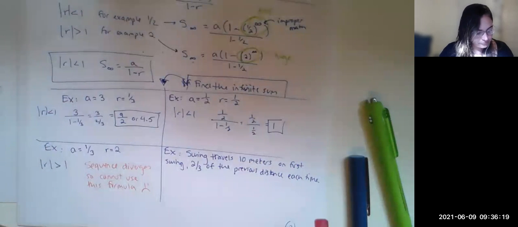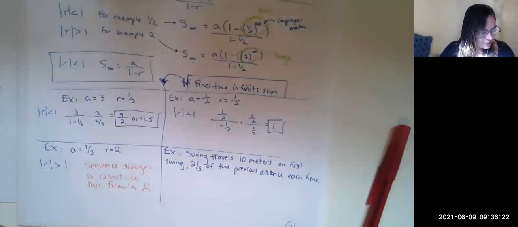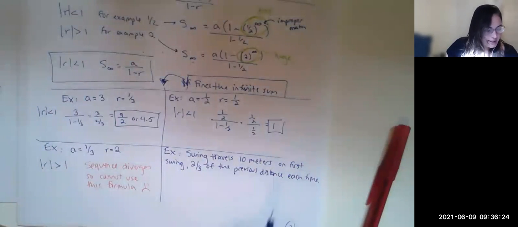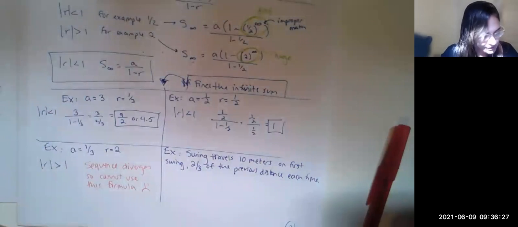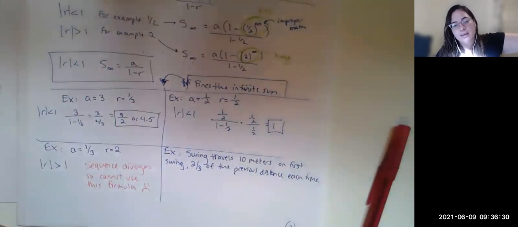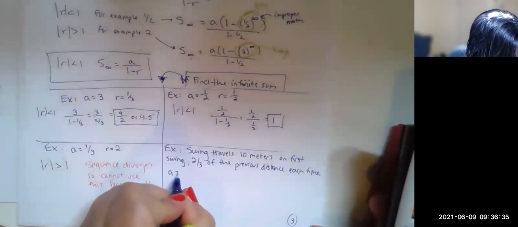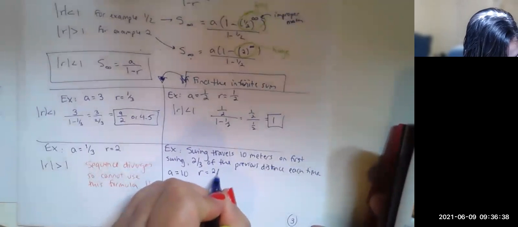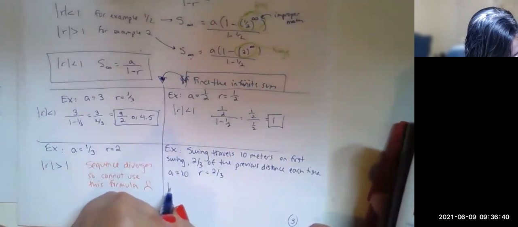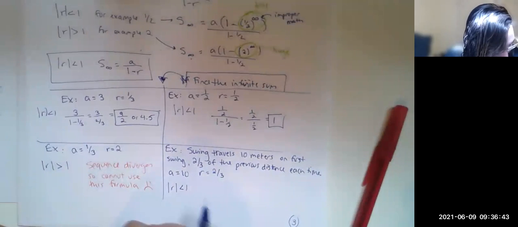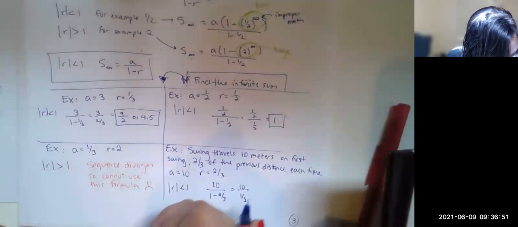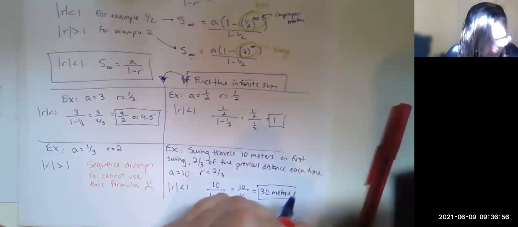The last example, a swing travels 10 meters on the first swing. You swing 2/3 of the previous distance each time. So let's say you're swinging and then you just stop pumping, and each time you get 2/3 of the previous distance. So our A is 10, our R is 2/3. Our absolute value of R is in fact less than 1, so we can apply the formula. So 10 over 1 minus 2/3, which is 10 over 1/3, which is 30 meters. So your total distance that you would travel is 30 meters.